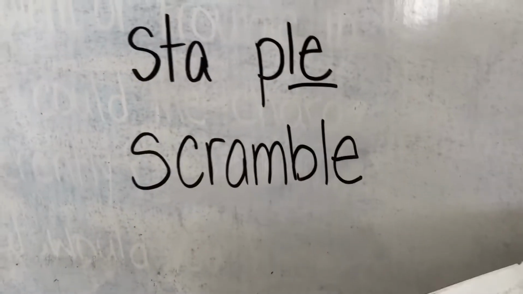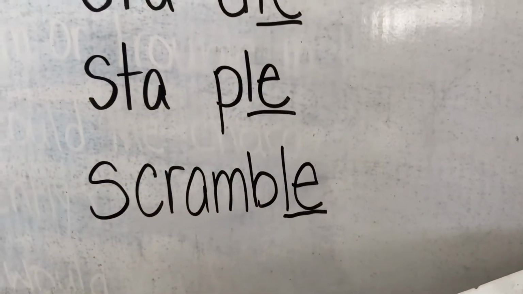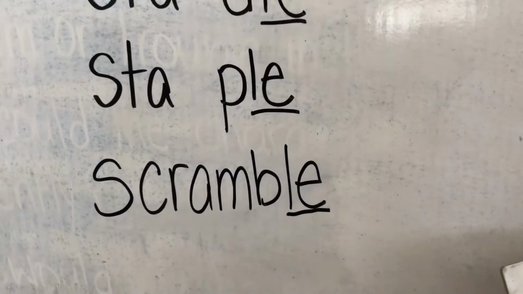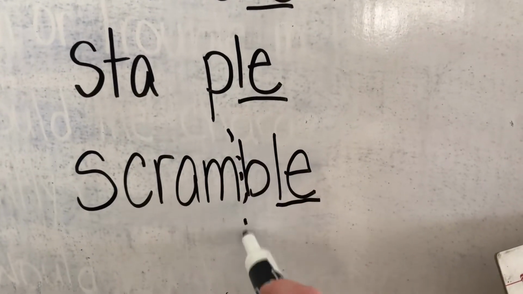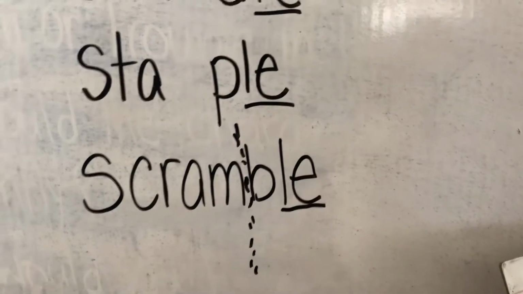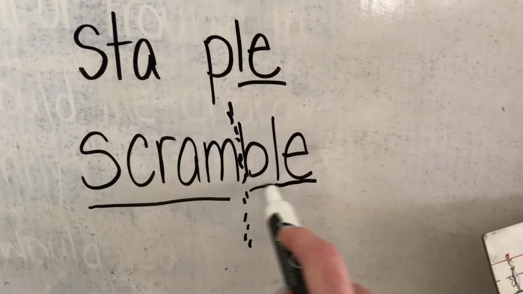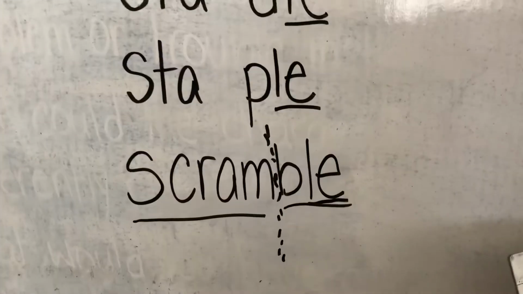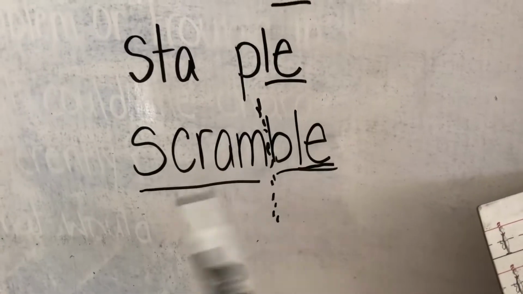Let's look at this word. I see this ending LE. So if I wanted to break this word up to read it more easily, I'm going to break it up right before the consonant and then the LE. So now I can read this in two parts. Scramble, scramble. Oh, like I like to scramble my eggs for breakfast. Scramble.